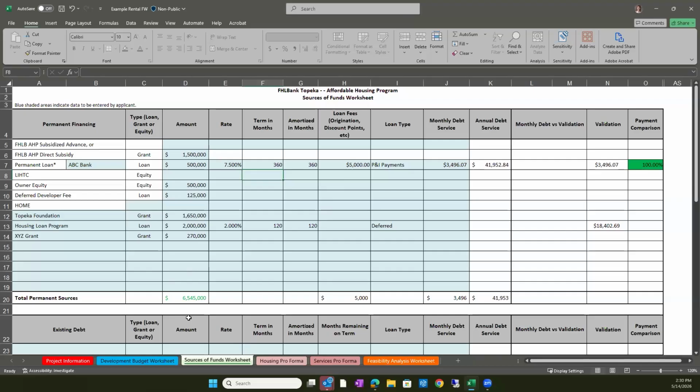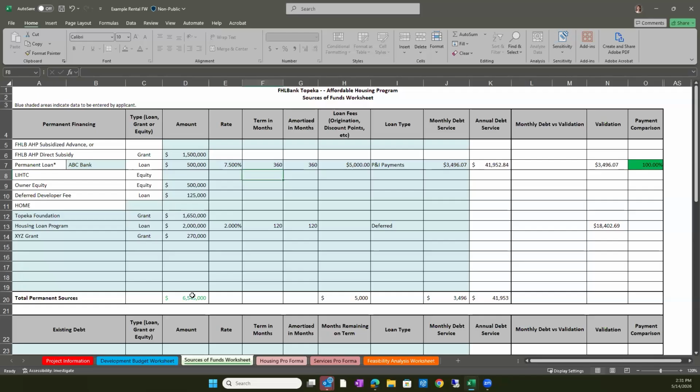Again, we want to make sure that your total permanent sources are equal to the total costs in the development budget. Assuming that they are, you'll see this number down here at the bottom for total permanent sources highlighted in green, indicating that you are good. Your total uses equal your total sources, and that is what we want to see. If they do not equal, then the feasibility workbook will not upload to AHP Online. Again, AHP Online has a couple different checkpoints to make sure that the workbook is generally filled out correctly, and that is one of them. So please make sure that your total sources equals your total uses.